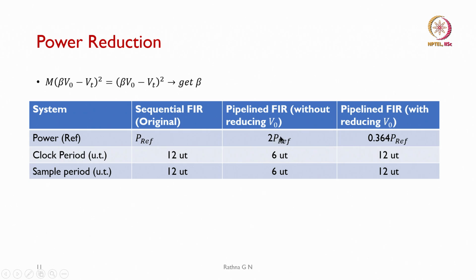we can operate at 2 times the P reference, and the clock period is going to be reduced to 6 units of time. So, if we use the reduced voltage, that was reduced to 0.364 times the P reference basically, but I am operating at the same frequency as the original one.